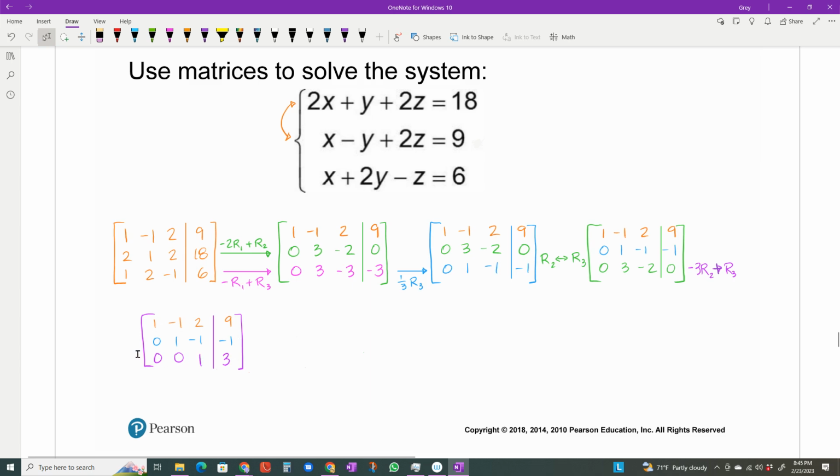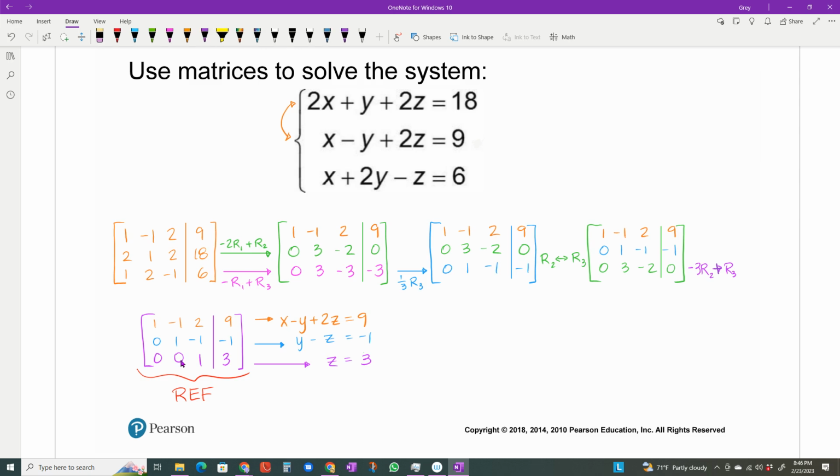So that means the bottom row, 0x, 0y, 1z is equal to 3. And the one above it in blue says 1y minus z equals negative 1. And the one above it says x minus y plus 2z equals 9. So I have z equal to 3. So I get those equations from my row echelon form.